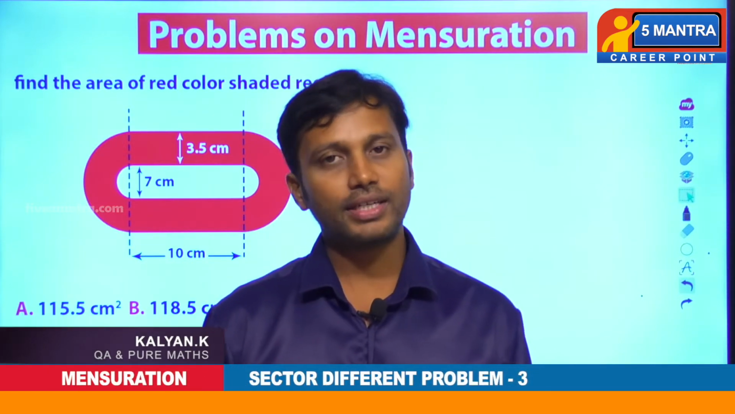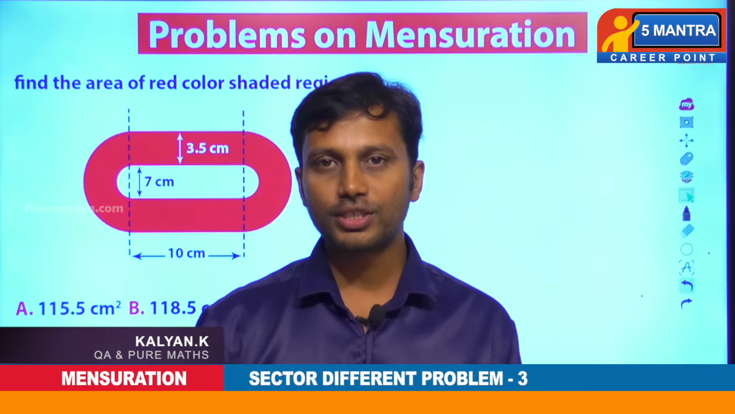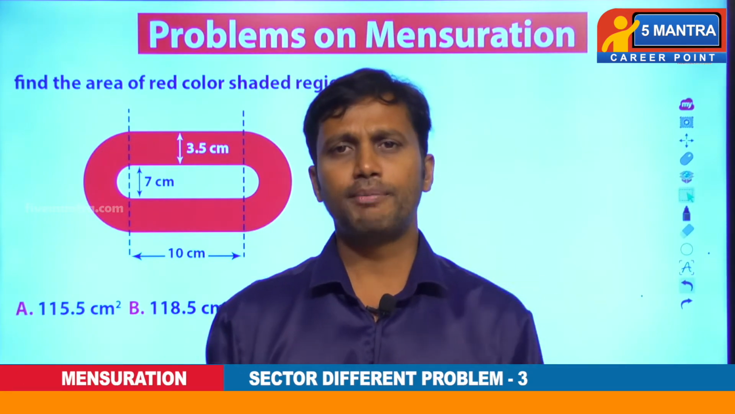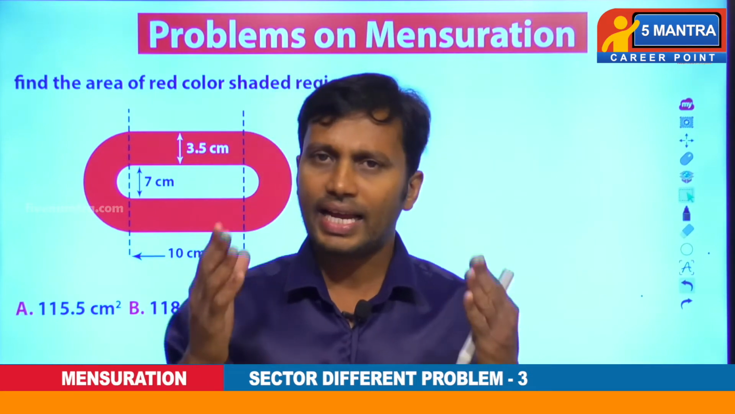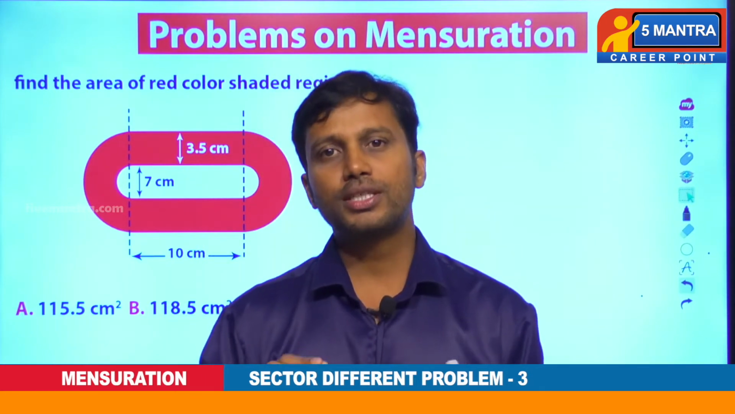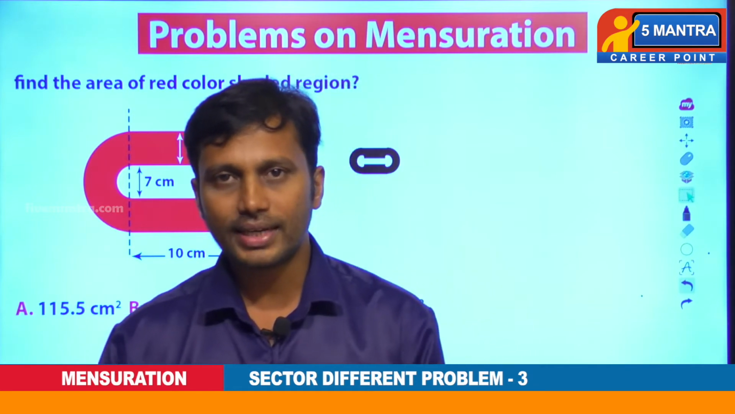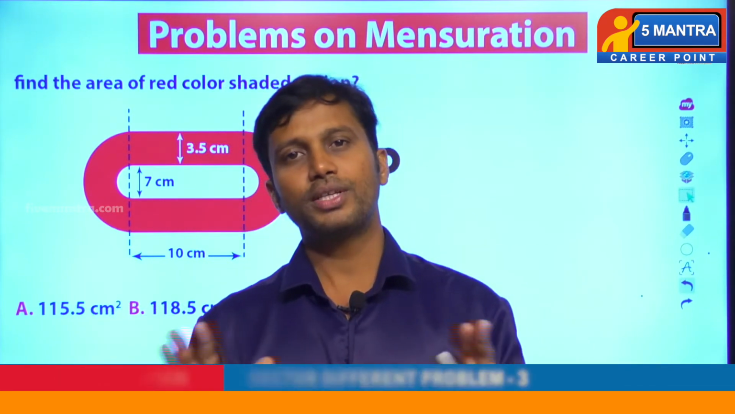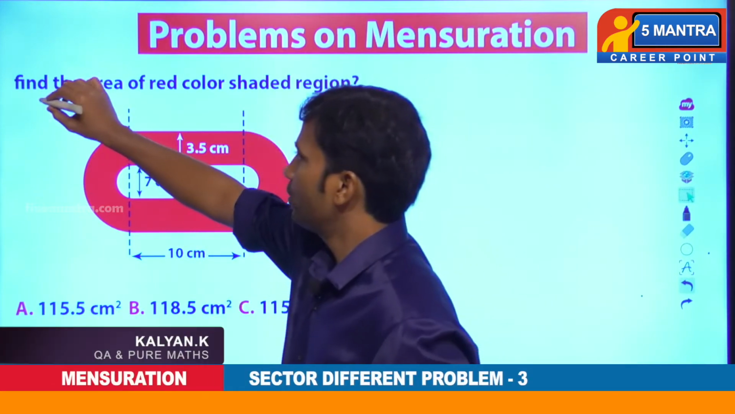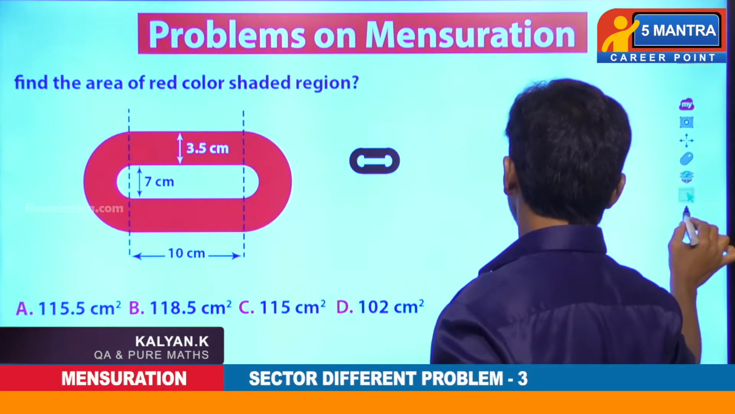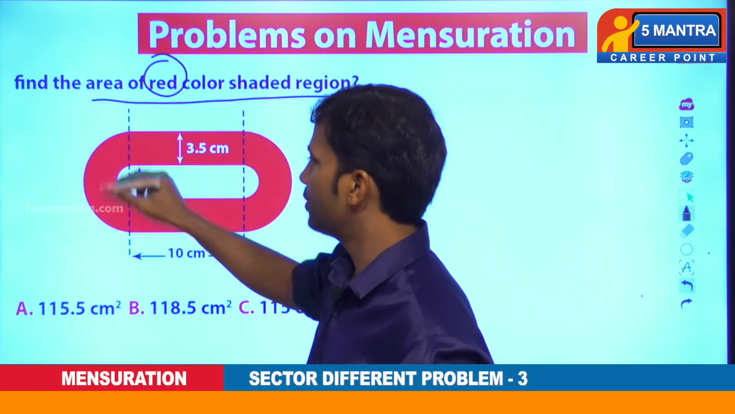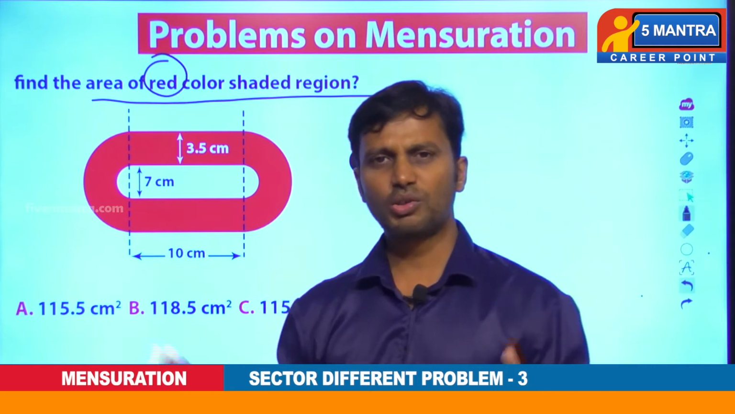This is Kalyan, the Faculty of Aptitude, and in this video we are going to discuss a different problem in mensuration, which is not actually difficult, but we need to just classify the figure and separate the partitions, and then we can find out the area. That's it. Your question is to find out the shaded region, meaning the red colored shaded part. This means this one. How to do this?